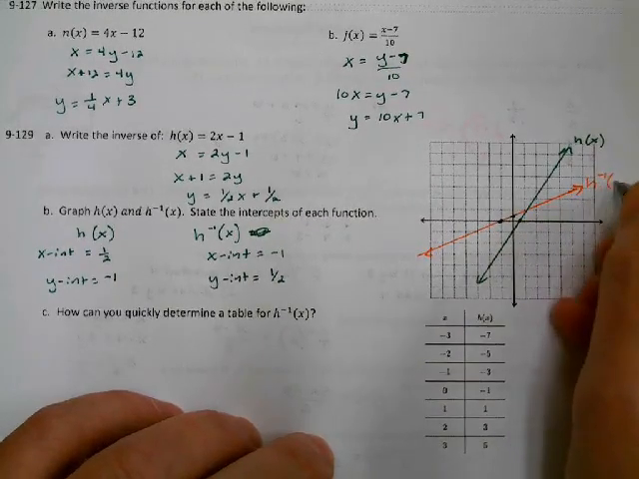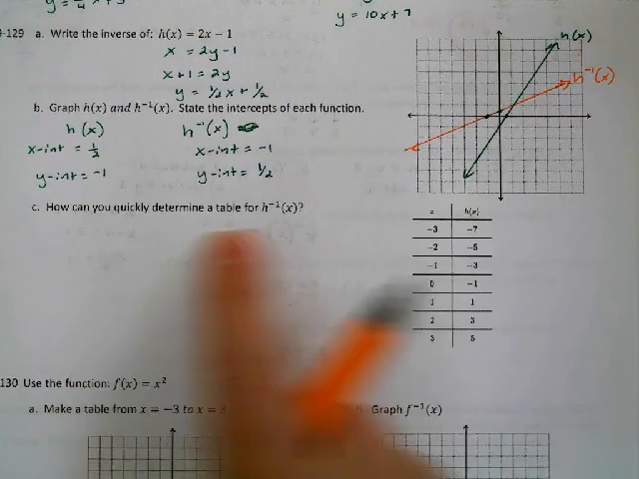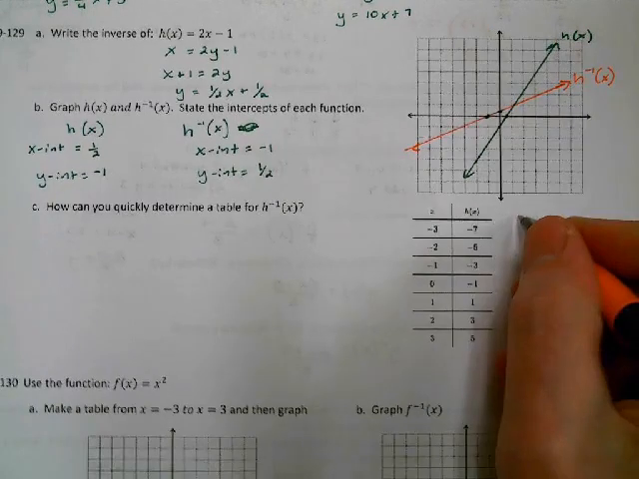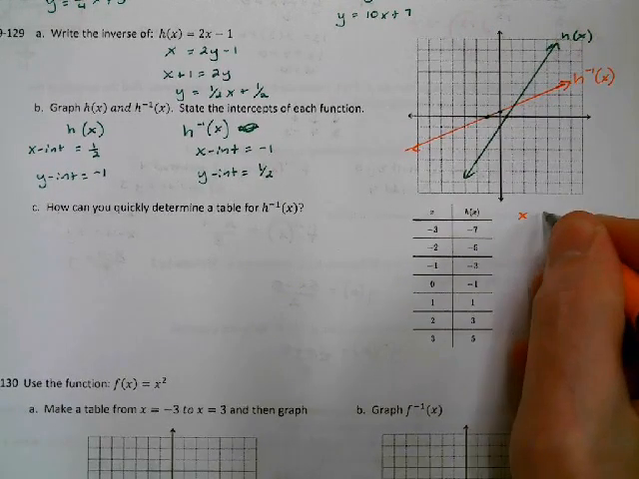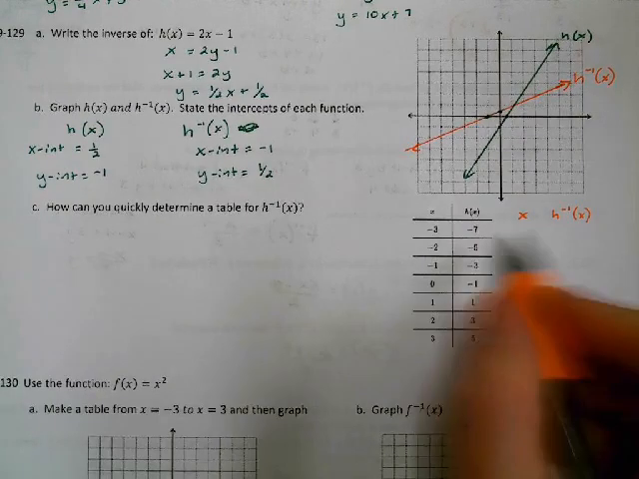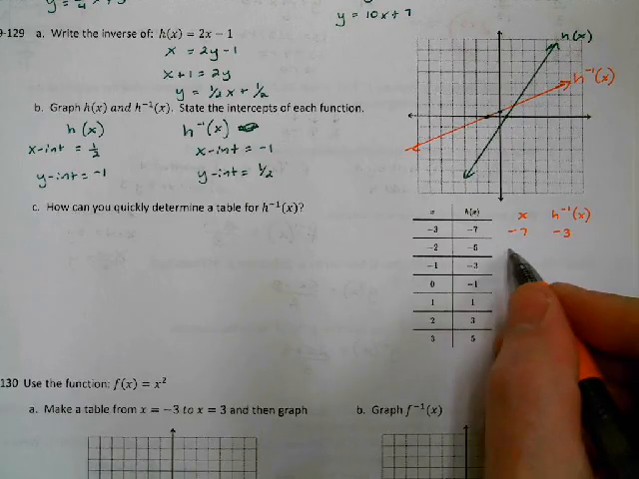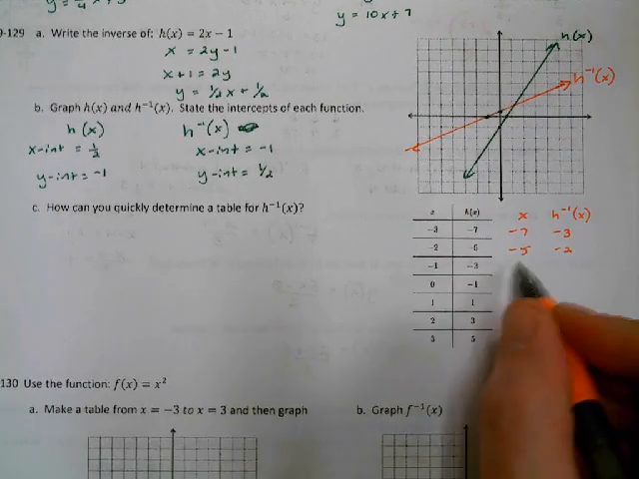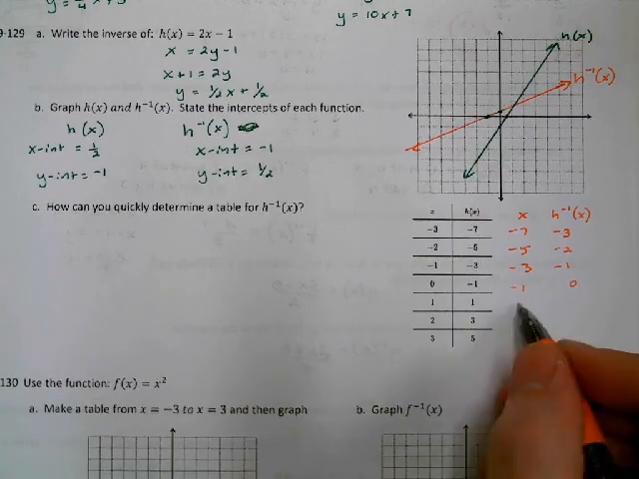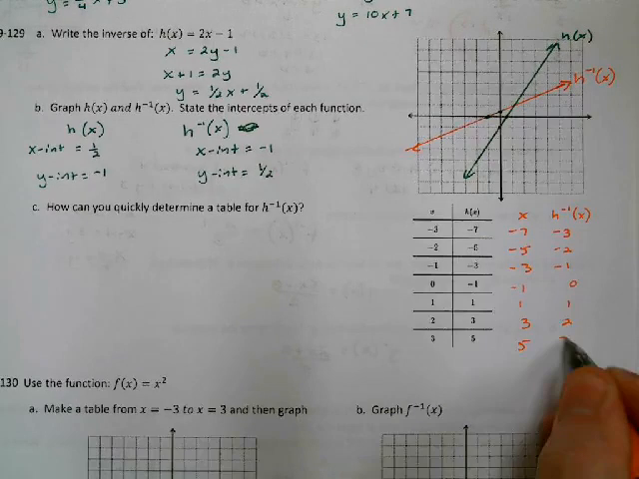Okay, how can we quickly determine a table for the inverse? Well, the inverse switches the x and the y. So we would just do -7, -3, -5, -2, -3, -1, -1, 0, 1, 1. That would be the same point. 3, 2, 5, 3. So the inverse just switches the inputs and the outputs.